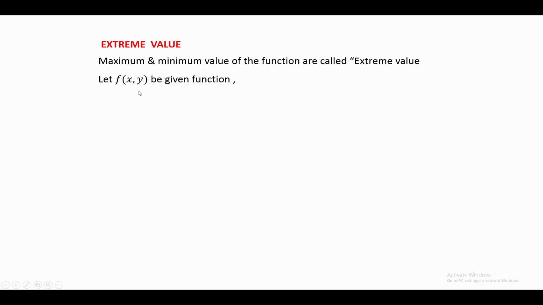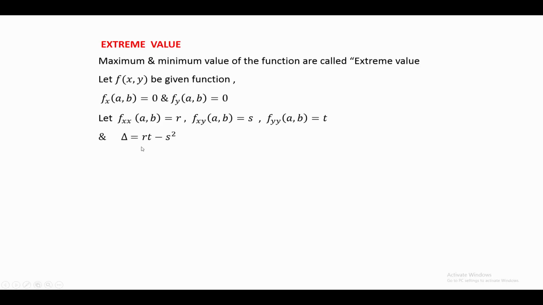Now write down the combined formula for extreme values. Maximum and minimum values of a function are called extreme values. Let f of xy be a given function, with fx at (a, b) equal to 0 and fy at (a, b) equal to 0. Let f double x at (a, b) be r, f of xy at (a, b) be s, f double y at (a, b) equal to t, and delta equal to rt minus s square.